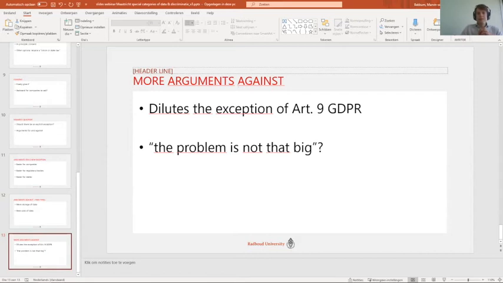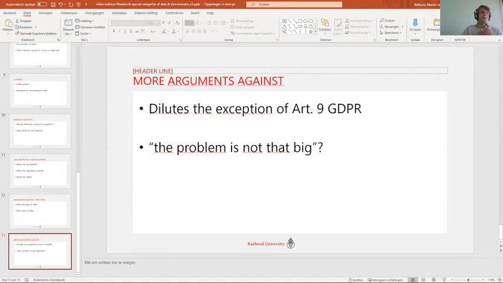So the legislator wanted sensitive data to be well protected, and the idea that it's hoarded in one place for any reason is, of course, against it. But on the other hand, you could also say that the GDPR wants to facilitate the fight against discrimination. So this is an interesting tension.